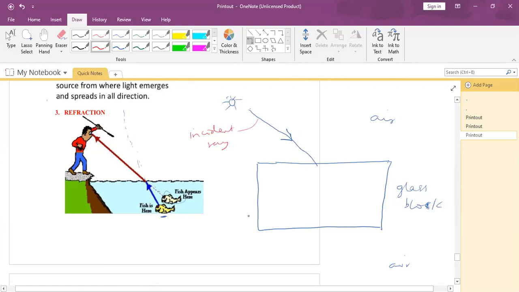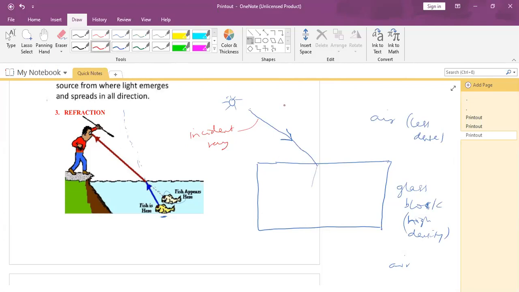Incident ray. Okay. So when the light travels, air is less dense than glass, right? So the ray travels faster in the air because it's less dense. Now it's moving into a high density medium, which is a glass block. When it's traveling into this, it's going to slow down in the block. That means that it's going to move closer to the normal. Okay, I'm going to draw a normal here.